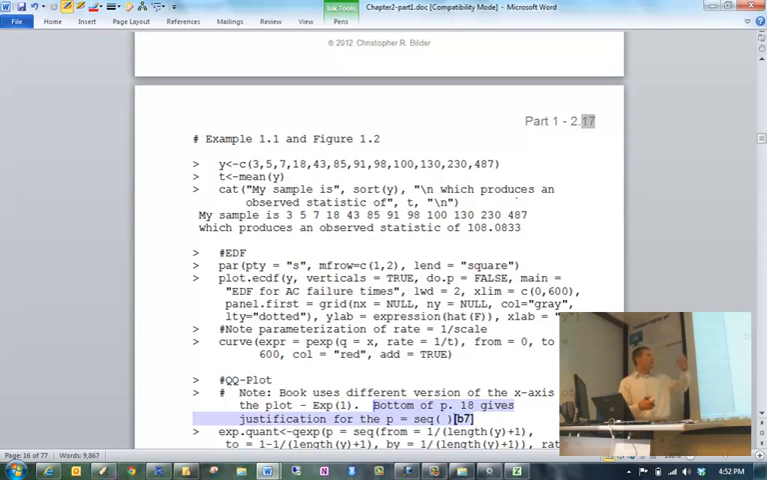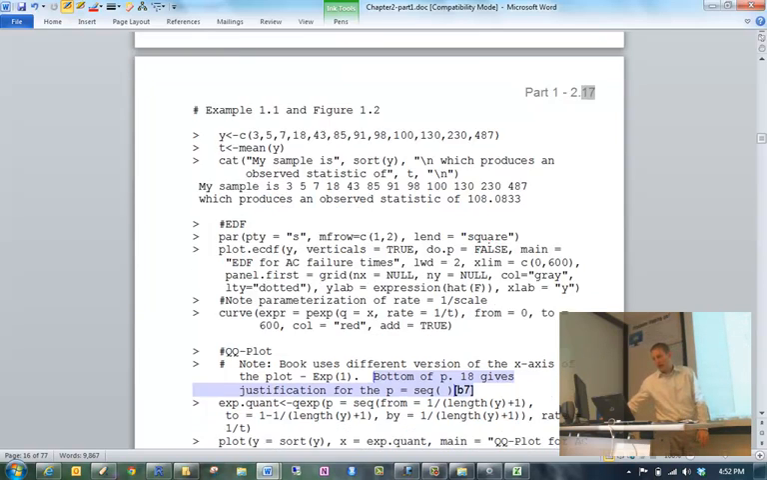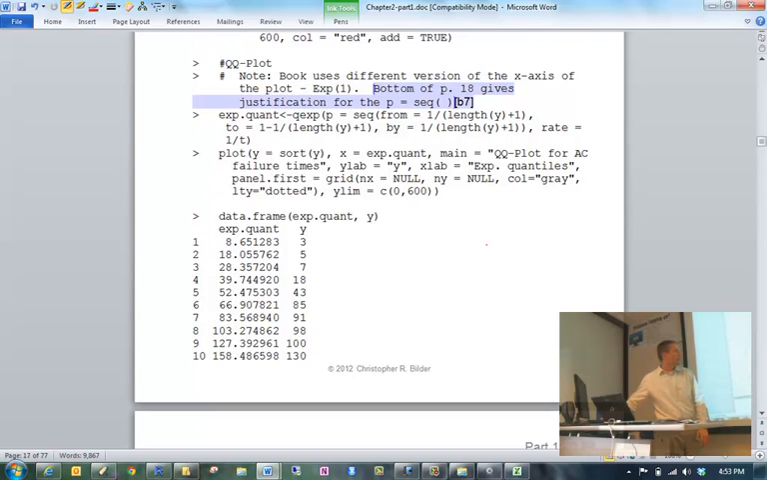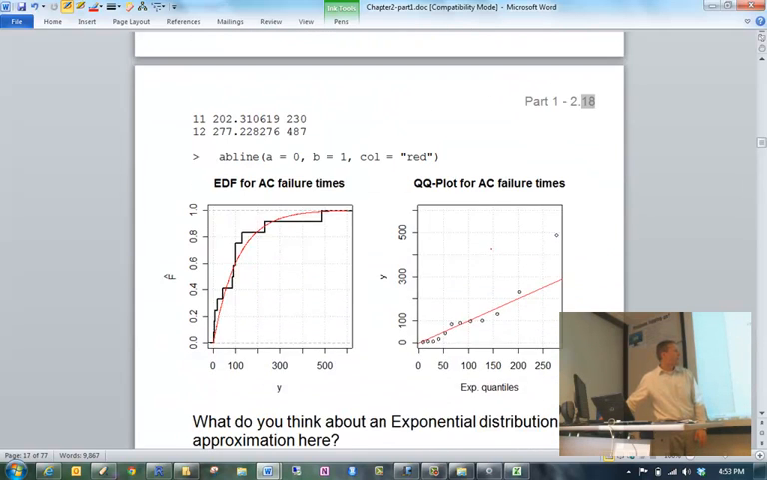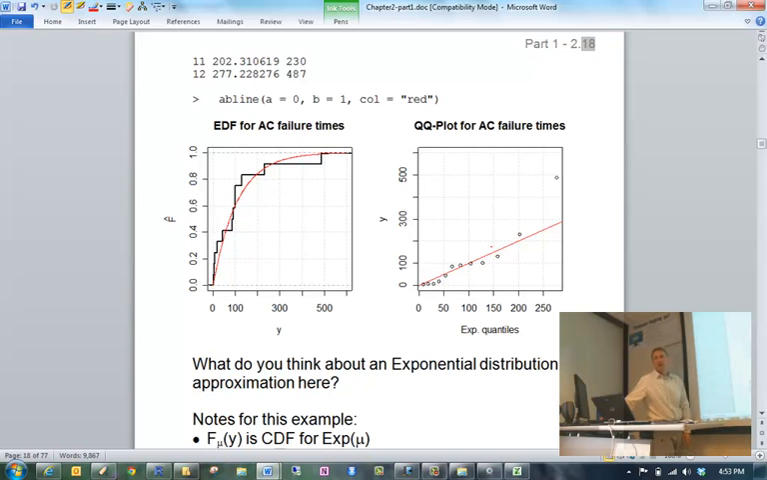I put my data into R. I find T, my sample mean. We're going to be interested in doing stuff with the parameter mu. So how do we estimate it? The sample mean, which is the maximum likelihood estimate, and T is 108. So on average, 108 hours these air conditioners last. EDF, QQ plot. Please make sure that you see how I do this on your own. And this just reproduces the plot that we saw in the notes.